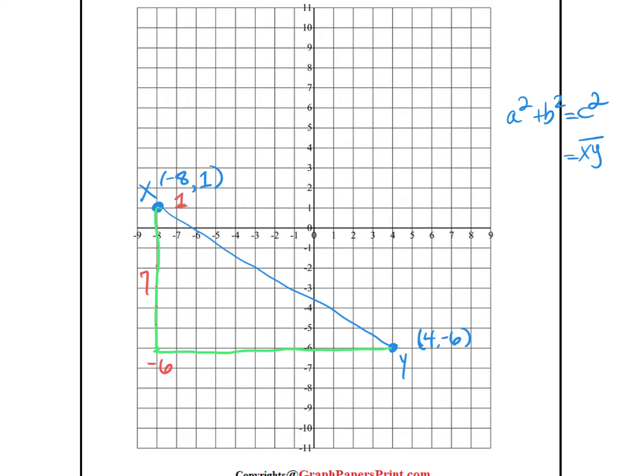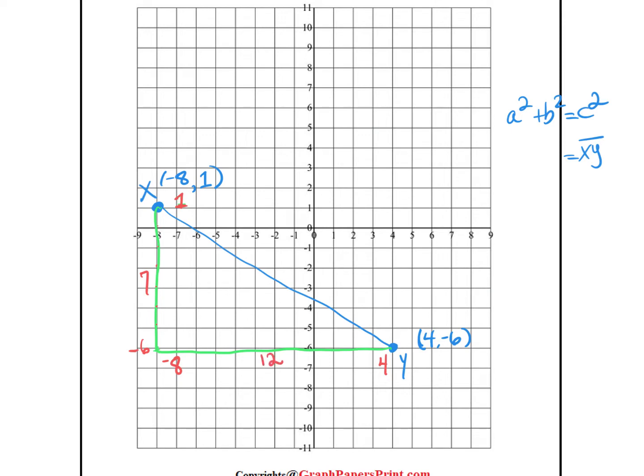And then to find the horizontal leg, let me erase this and put this over here, so it's a little less confusing. The horizontal leg goes from negative 8 to positive 4. And that is a length of 12. Okay?